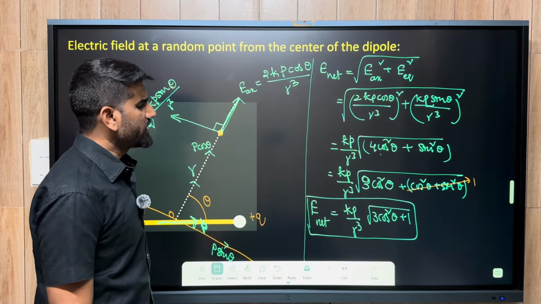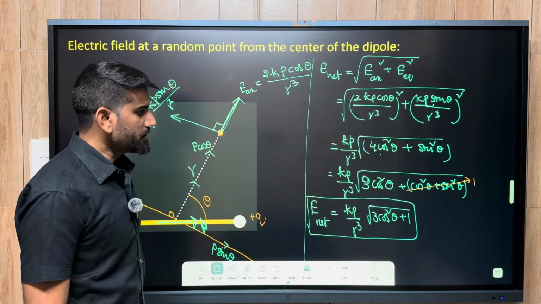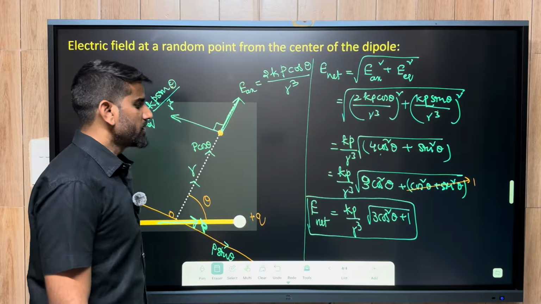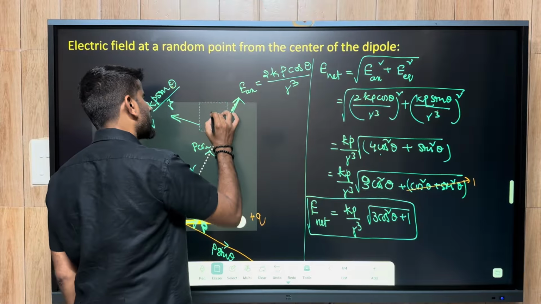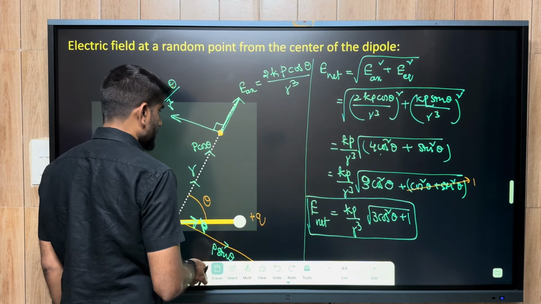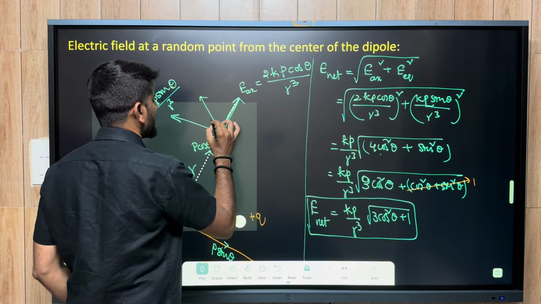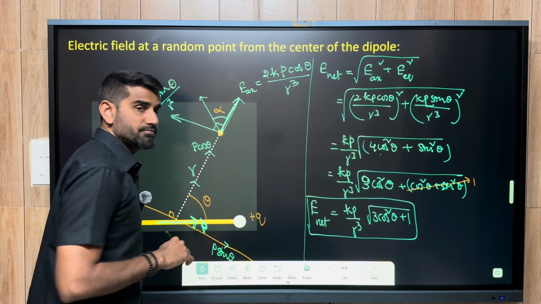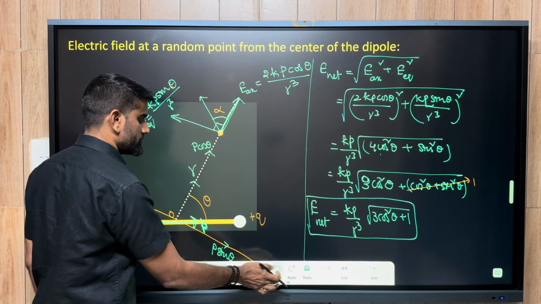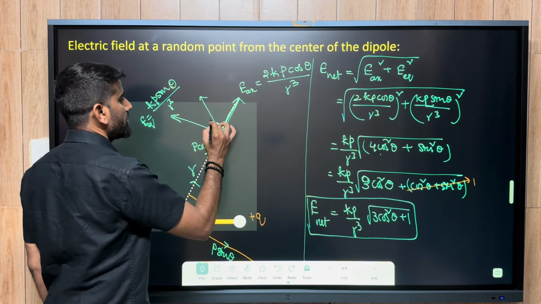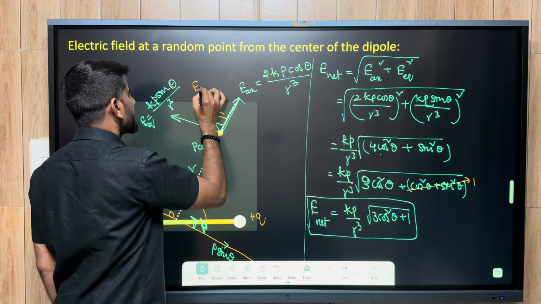Clear? Now, as electric field is a vector quantity, the magnitude can be determined by using this one. Okay. Now, let us find the net electric field direction as well. Let us suppose the resultant electric field is acting in this direction at an angle alpha. Right? Now, this is E net.